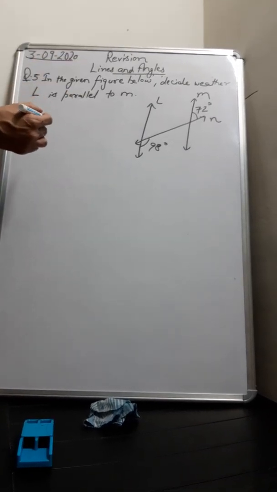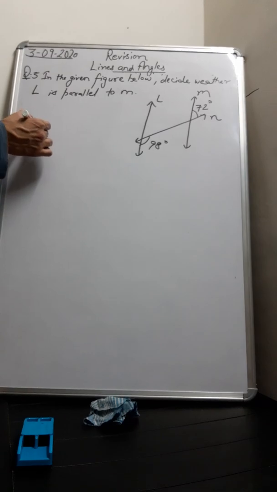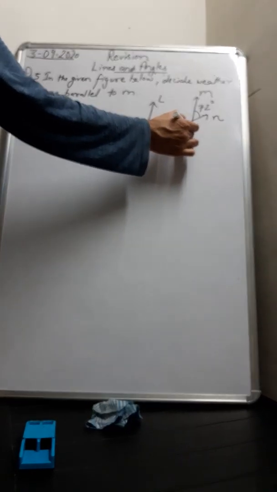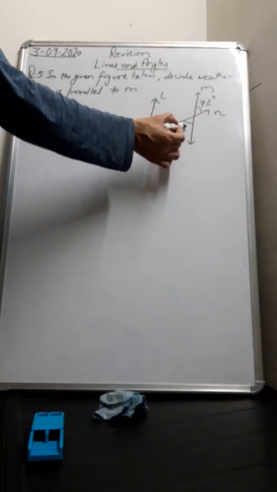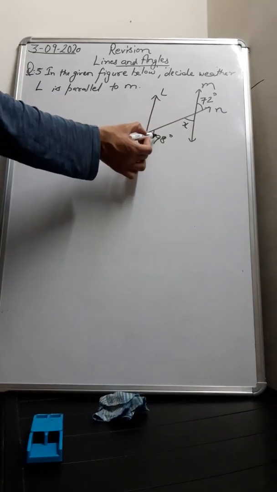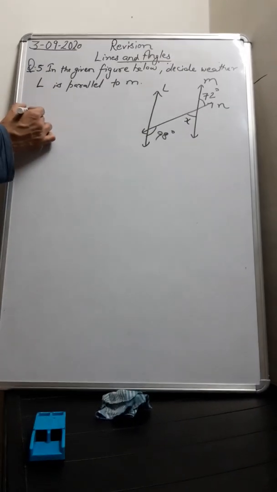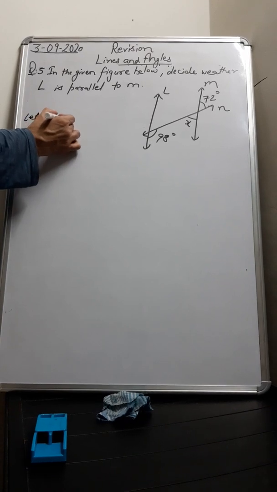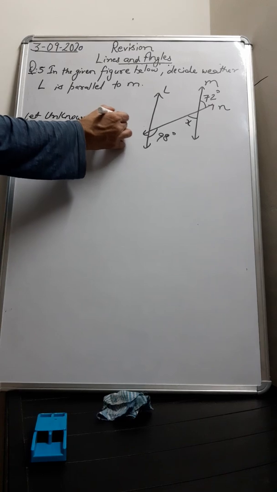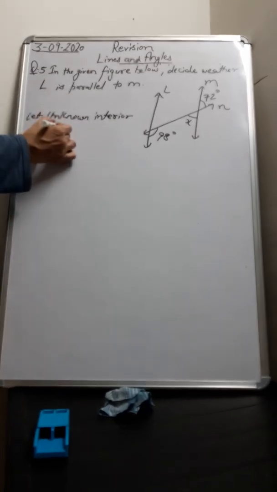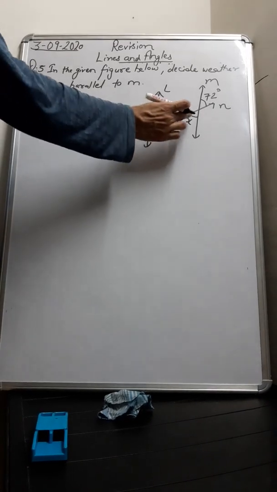So here first we can say that let this second interior angle be x. We have to take this unknown angle as x. Let the unknown interior angle be x. So 90 degree and x, they both are now interior angles.